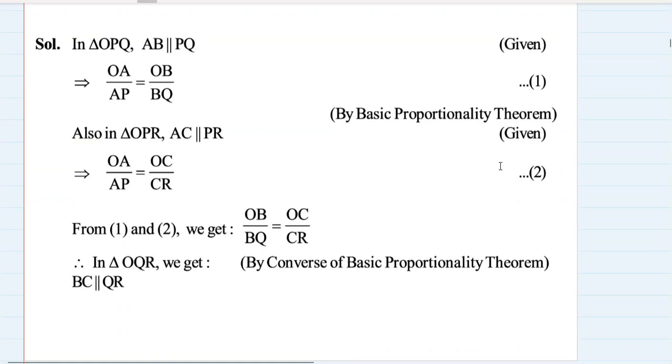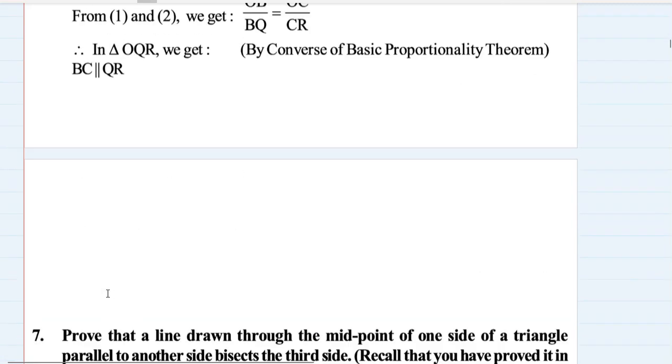As I told you, they have considered both these triangles, and found the ratio OA upon AP equal to these two ratios, which are equated ahead, and by converse of BPT we have proved BC parallel to QR. Okay, so I hope that you have written it properly. Let's go ahead.